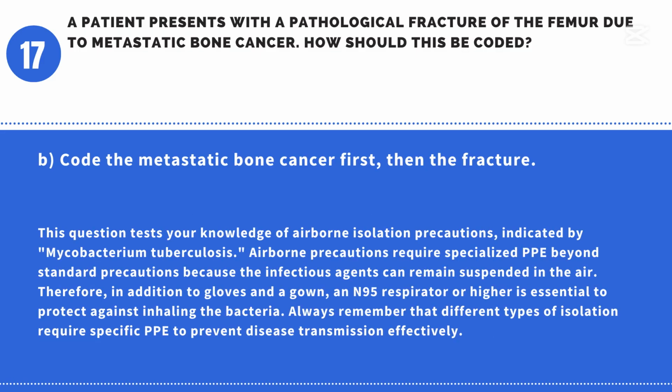Answer: B. Code the metastatic bone cancer first, then the fracture. When a fracture is caused by an underlying disease, such as osteoporosis or metastatic cancer, a pathological fracture, the guideline is to code the underlying disease as the principal diagnosis followed by the code for the pathological fracture. This sequencing reflects that the underlying disease is the root cause of the fracture, making it the primary condition influencing treatment. This is different from traumatic fractures, so recognizing the term pathological fracture is essential.